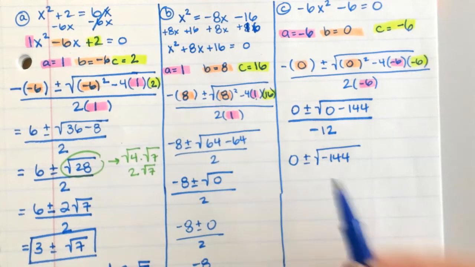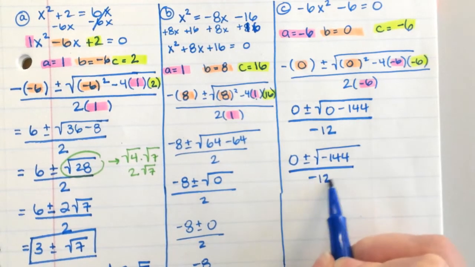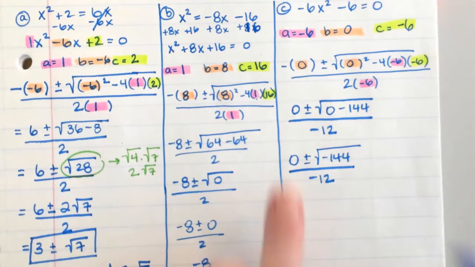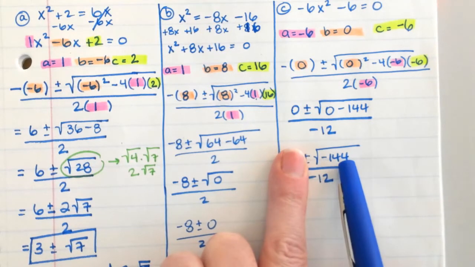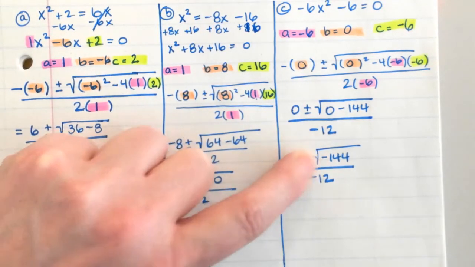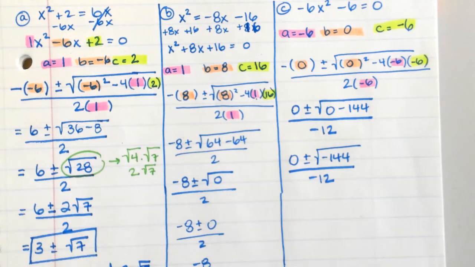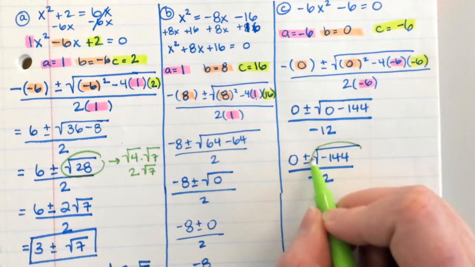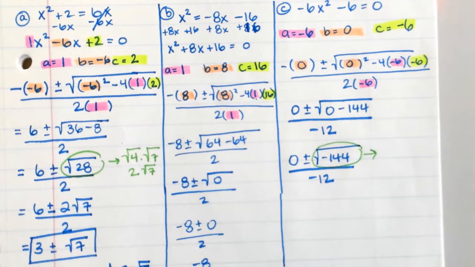And think about the fact that we just worked on imaginary numbers. Imaginary numbers help us simplify square roots that are negative. If this was positive 144, I could take the square root of that. That would just be 12. So it might help to take a little bit of time, maybe even off to the side. Think about how you would simplify that. What would that look like?